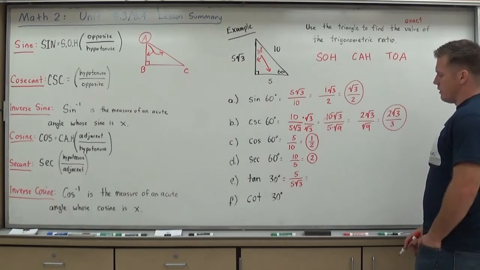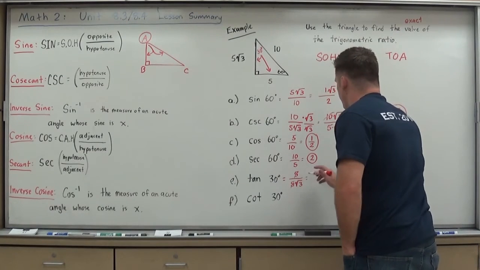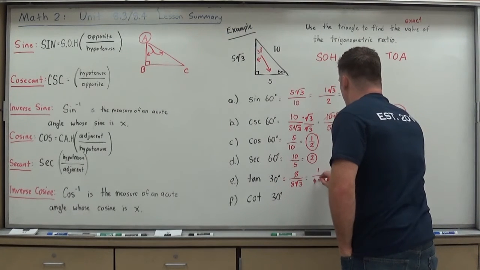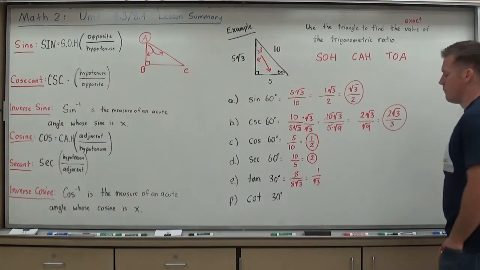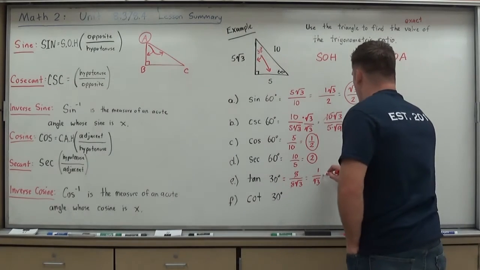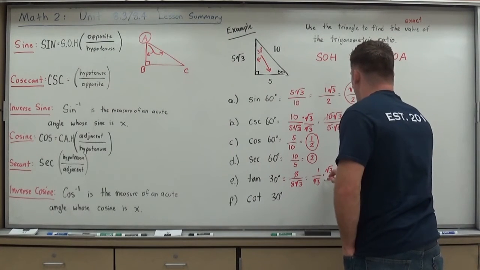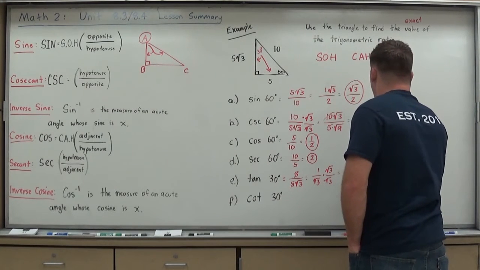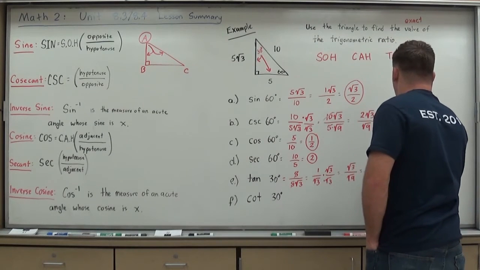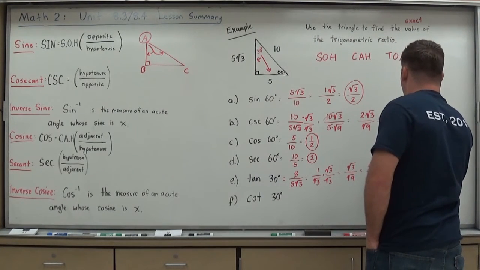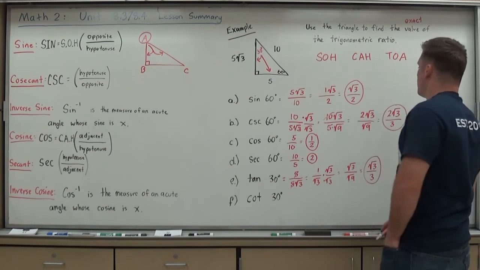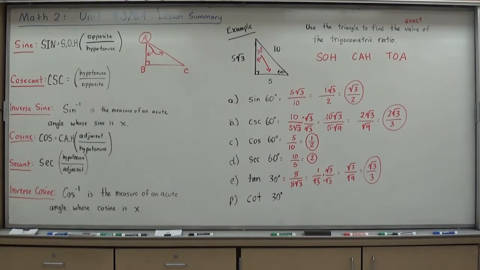Okay, and there again, I can divide. I see two 5s. 5 over 5 simplifies to 1 on top, so that's 1 over root 3. Multiply top and bottom by root 3, and you get root 3 over root 9, and root 9 is equivalent to 3, so you end up with root 3 over 3.